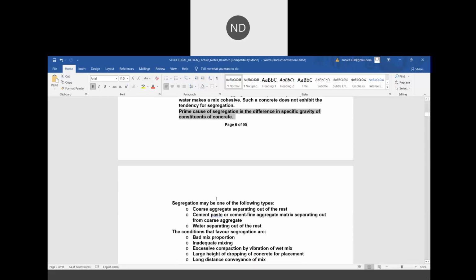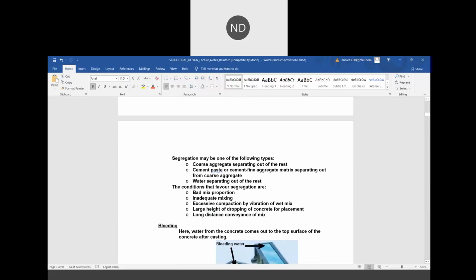Okay. Segregation may be one of the following types: core segregate, separation out of the rest.